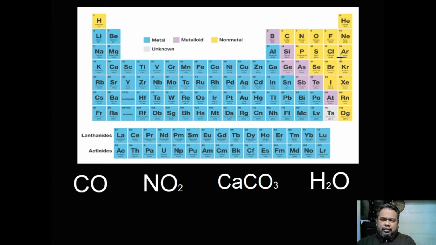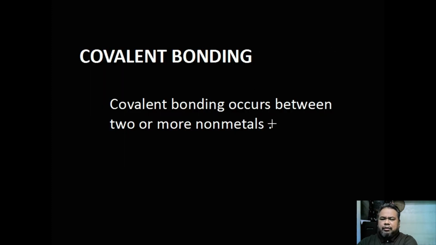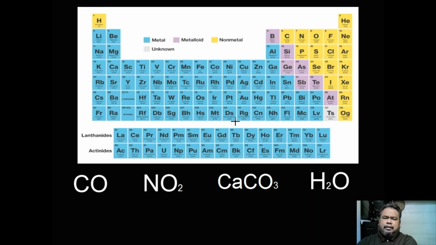So look at the periodic table. They are classified again. The blue colored elements are considered to be metals. The violet colored elements are metalloids, and the yellow colored elements are the non-metals. So when we talk about covalent bonding, again, it has something to do with the bonding between two or more non-metals. So this is your keyword, non-metals.